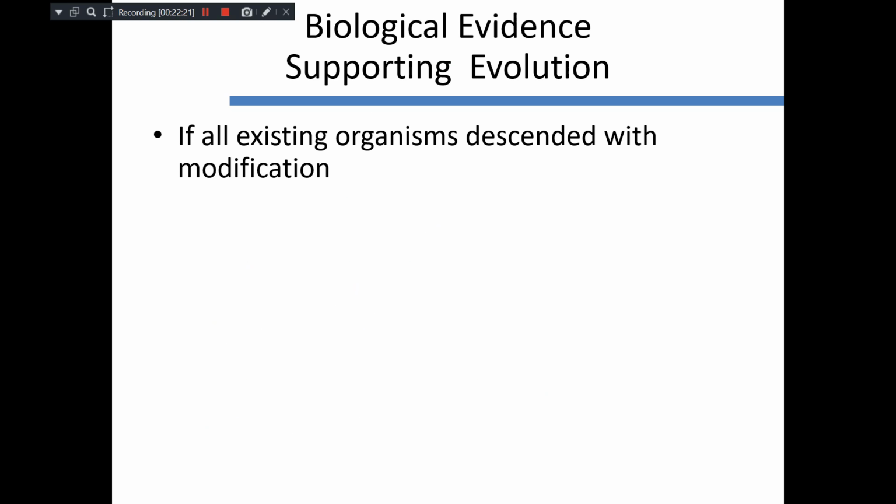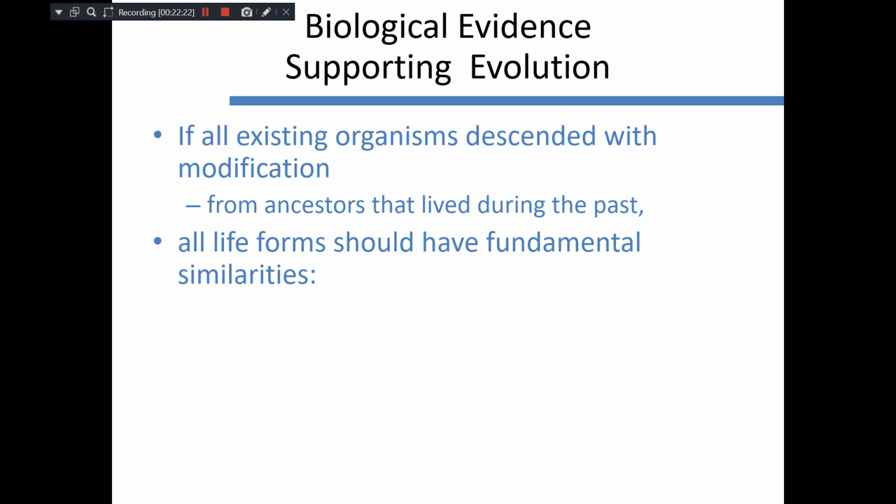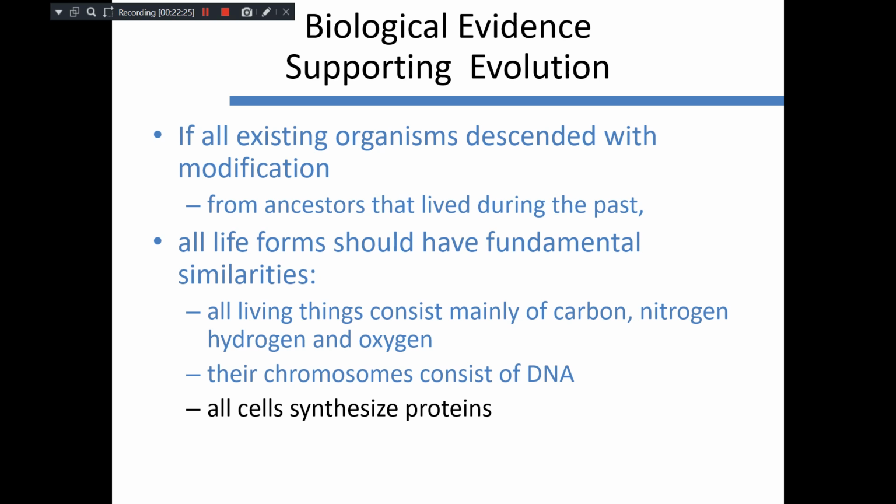So, the biological evidences in support of evolution. Before understanding the evidences, we should agree on one thing: all existing organisms descended with modification. That means all existing organisms are more complex, and we have descended from very simple organisms, and over a long period of time we have attained this complexity.